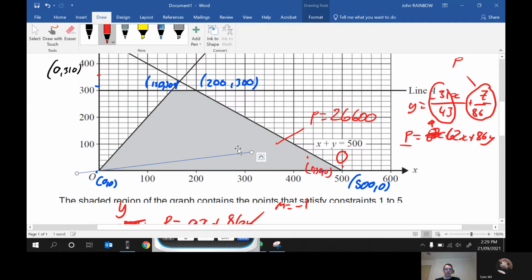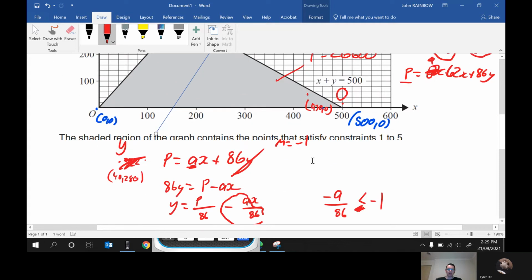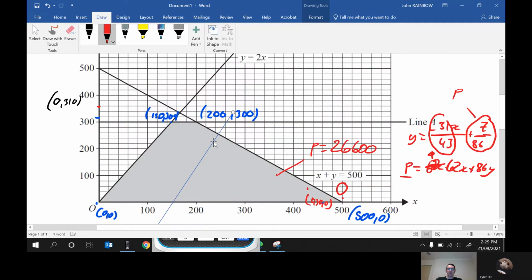And once that gets too negative, you're just better off not manufacturing anything because it costs you more money than to make anything, and that would be the last one. So that's why you have to be careful when the gradient is positive on the objective function. But yeah, I hope that helps with how to solve it. And sometimes I might say, well, what's the value of A if we want the objective function to be on this line?